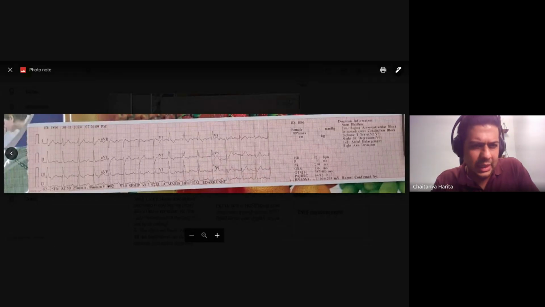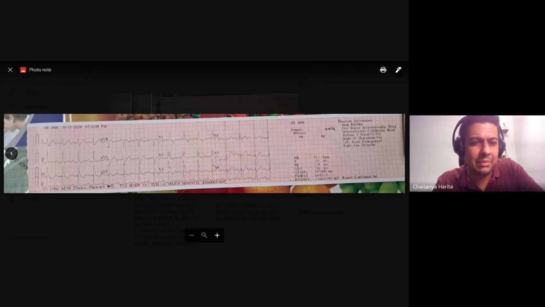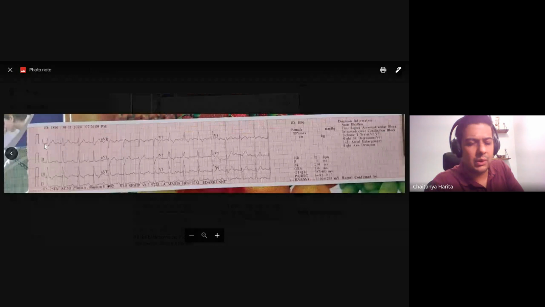Again, the calibration, if you look at this, the commonest thing that I see is a very narrow calibration. It should be at least one box wide. It's actually only less than half a box here. So that's why your complexes can look a little narrower than they should. The rate's about 100. The axis, if you look at AVF is positive, lead 1 is equivocal, so we leave it as a normal axis.